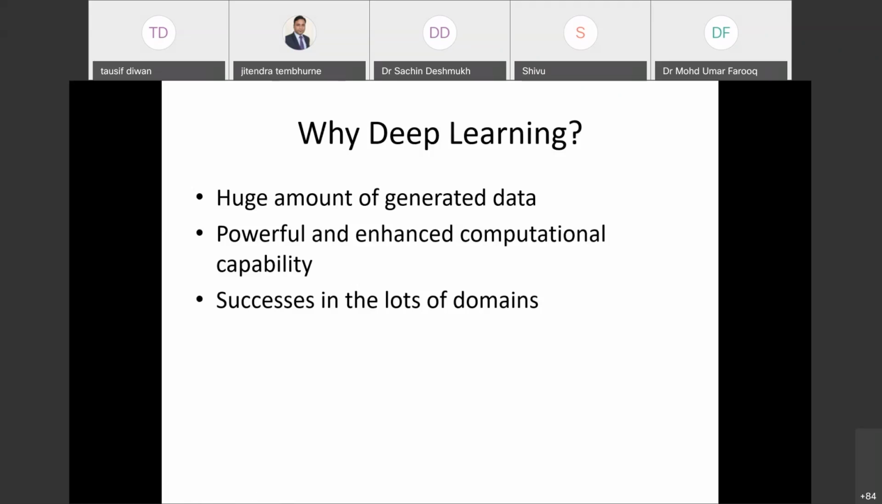Okay, and the third is the success stories of deep learning in various domains such as wind forecasting, sarcasm detection, NLP, computer vision. So deep learning is performing very well in all of these domains. Okay, so we can incorporate deep learning in new domains also.